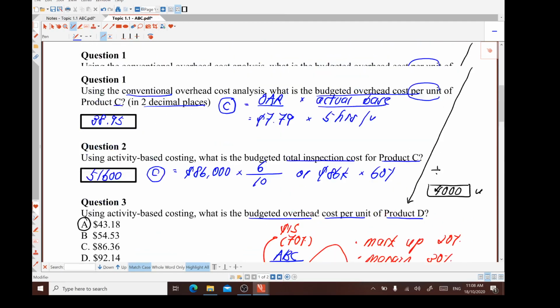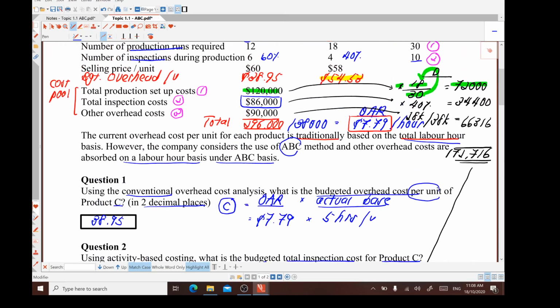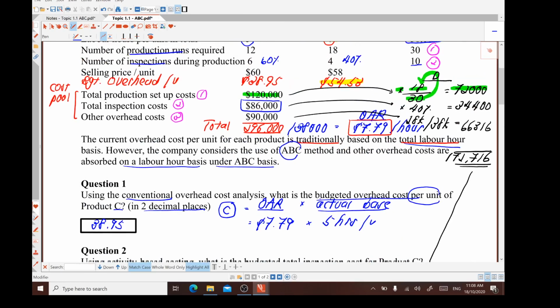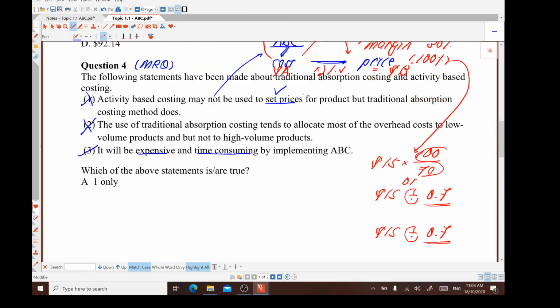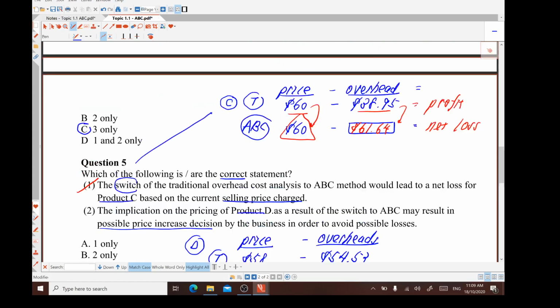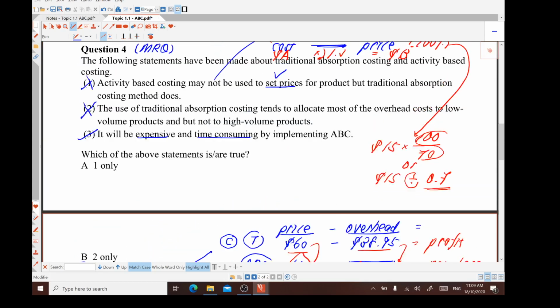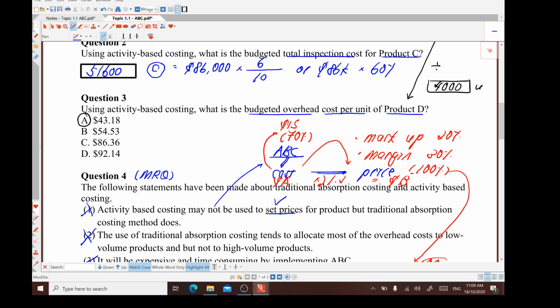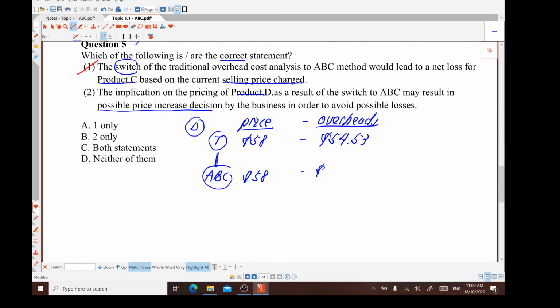What is their selling price first? Apparently the selling price is 58.54.53 is what we calculated earlier under the traditional cost, so this is going to be 58. What about the overhead cost per unit under ABC? I think we did this just now in question number 3. Am I right? So for product D, the overhead cost per unit was 43.18.